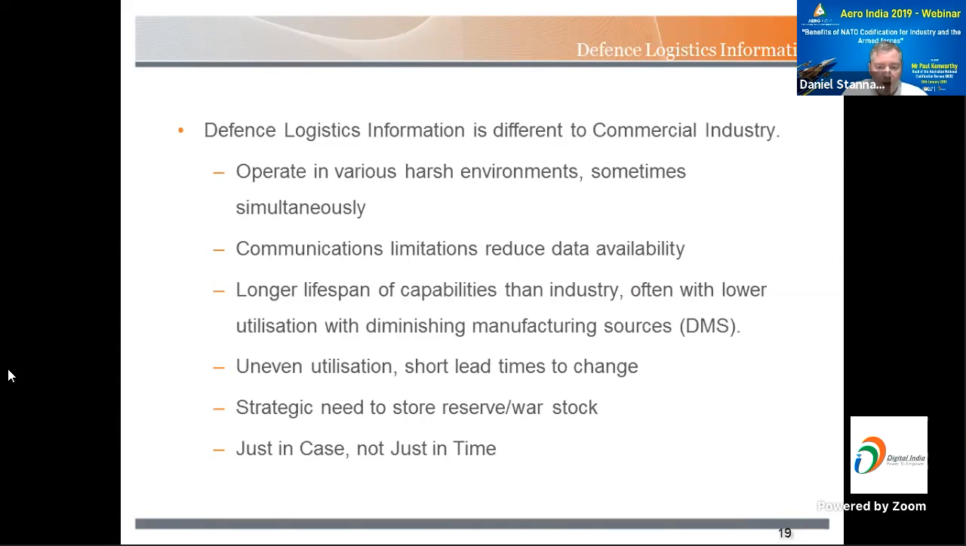Thankfully, military aircraft, for example, don't fly anywhere near as much as commercial aircraft do. So they have a completely different logistics throughput than the military does. We also operate them for quite a lot longer than domestic airlines and the like would. That means we come into more of an issue with diminishing manufacturing sources, because we operate them for a much longer period.